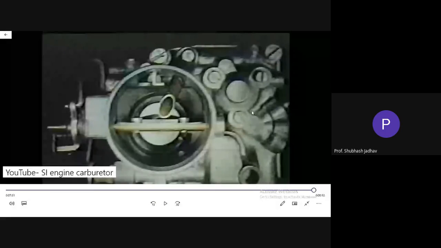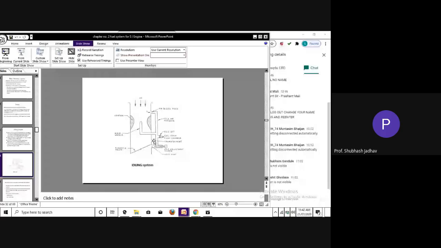Now moving ahead, we were discussing this particular multiple holes, and from that point we went on to the video. I hope everybody is clear with the idling system and choke system. If you have any doubt in the idling system or choke system, you can ask. I've shown the figure and explained how the idling system and choke system work, with the help of a video.